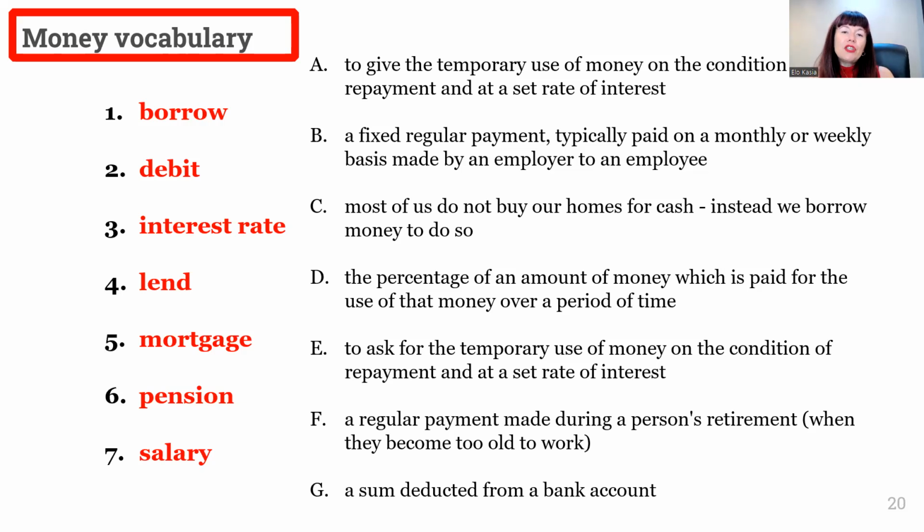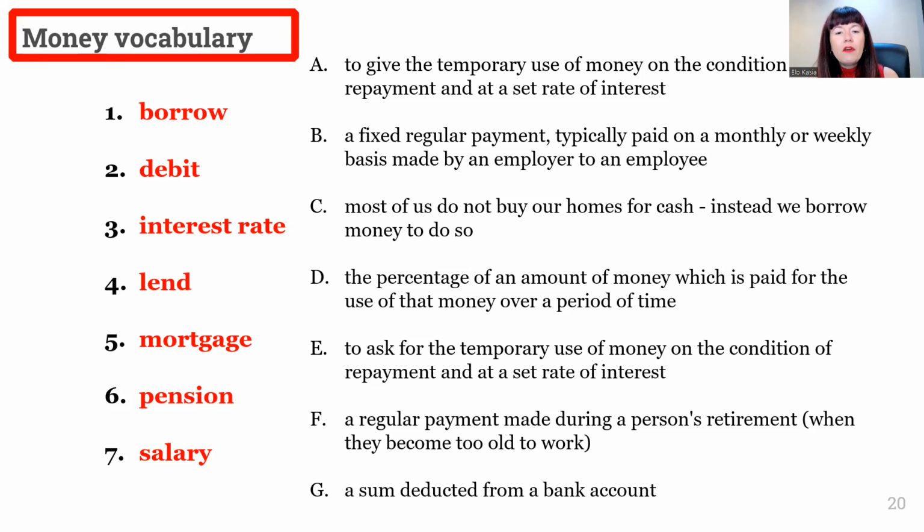Yes. So A, to give the temporary use of money on the condition of a repayment and at a set rate of interest. What is this? It's a complicated explanation, yes. Okay, so can you guess which one it is? Borrow, debit, interest rate, lend, mortgage, pension, salary? I'll tell you in a minute, okay? B, a fixed regular payment typically paid on a monthly or weekly basis made by an employer to an employee. I'm sure you know this one.